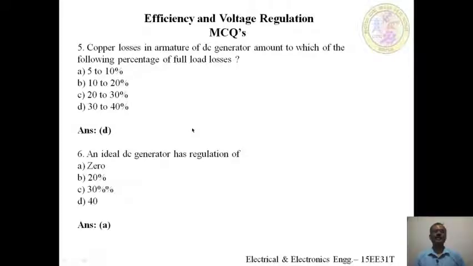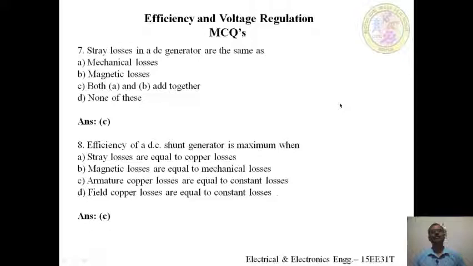Next, sixth one. An ideal DC generator has regulation of option A 0, option B 20%, option C 30%, option D 40%. We have studied that a generator is said to be good when it has very low regulation. An ideal generator has no losses at all. So that means it is 0. The answer is A. Next, seventh one. Stray losses in a DC generator are the same as, again it is C, mechanical losses plus magnetic losses.